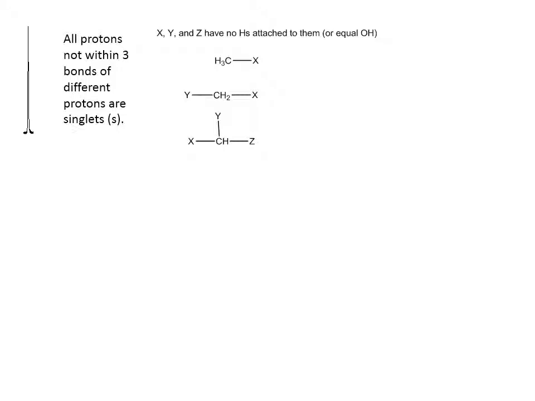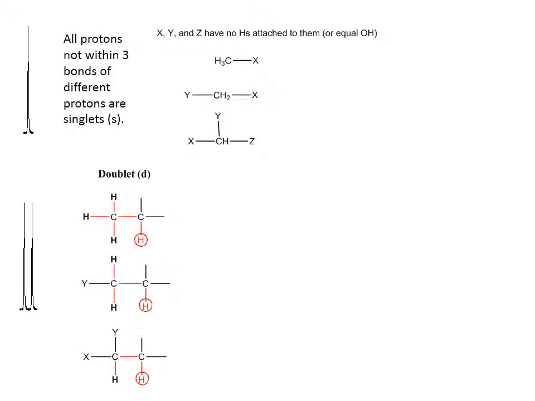Now in the case of a doublet, that's our first case of splitting. You have a proton within 3 bonds of another set of protons. The proton that's causing the splitting is circled in red. The protons that are coupled with that proton are shown in bold. So whether it's CH3, CH2, or CH doesn't make any difference. Whether it's 3, 2, or 1 hydrogen, they're all going to turn into doublets if they're within 3 bonds of a proton in a different chemical environment.